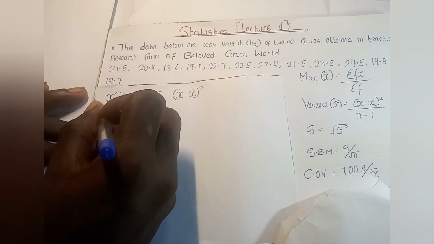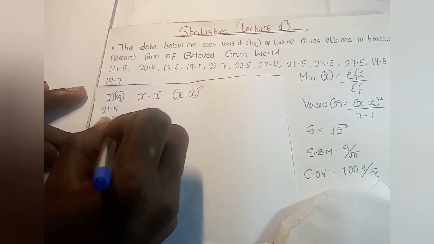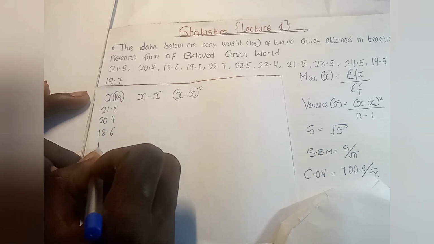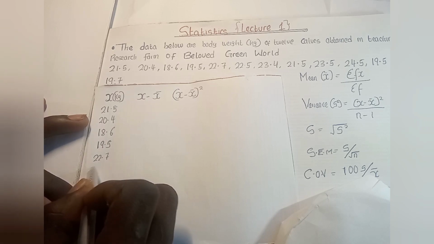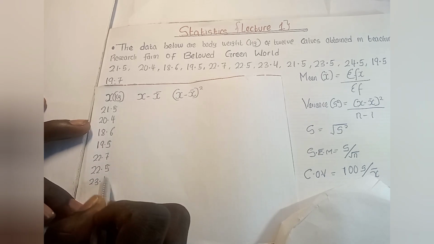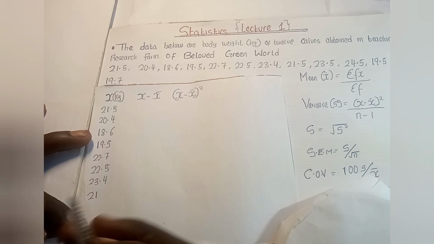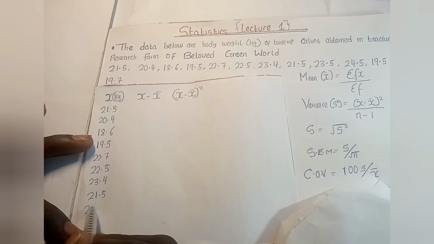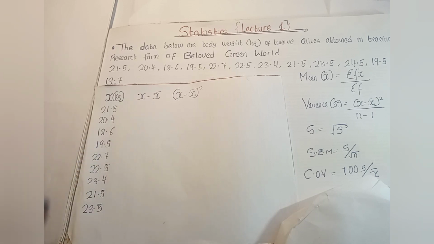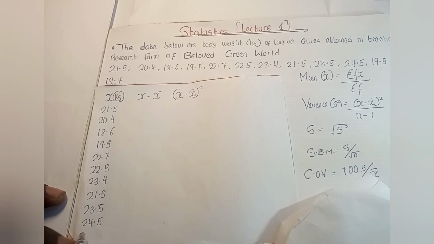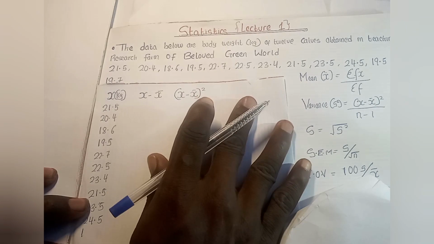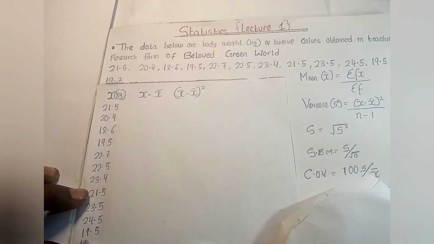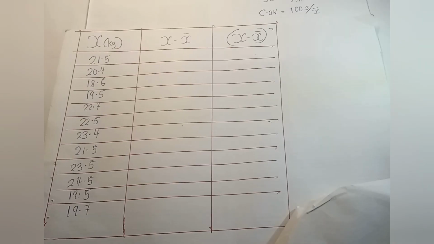So the table of my x is, the first x is 21.5. The second one is 20.4. The third one is 18.6, 19.5, 22.7, and then 20.7, 22.5, 23.4, 21, 21.5, then 23.5, 23.5. Then 24, 24.5, and 19, 19.5, 19.5, and 19.7. So I have my table.